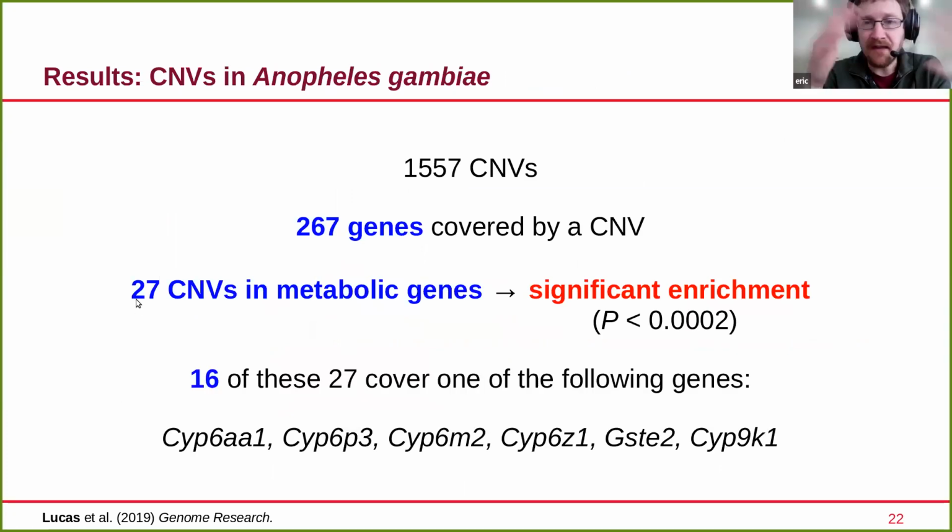We did that 10,000 times, so we repeated that randomization 10,000 times, and that gives us an idea of the distribution of that expectation. And then we asked, out of those 10,000 randomizations, what proportion of them had as many as 27 CNVs in metabolic genes? And the answer was none of them. So none of those 10,000 randomizations had as many as 27 CNVs that covered at least one metabolic gene.